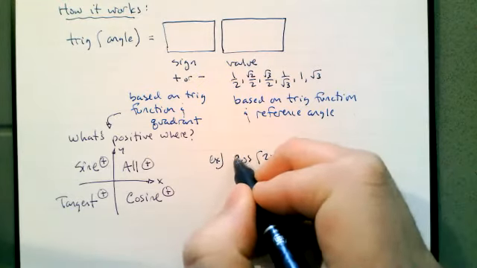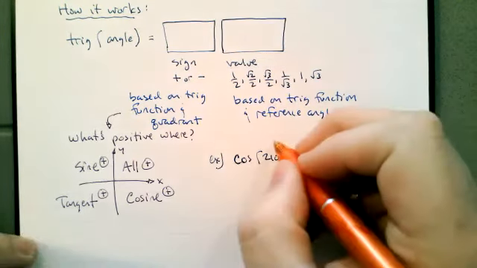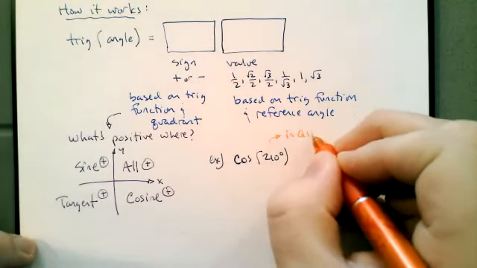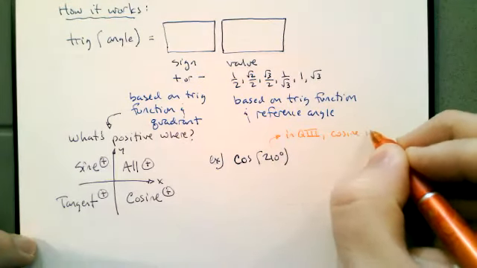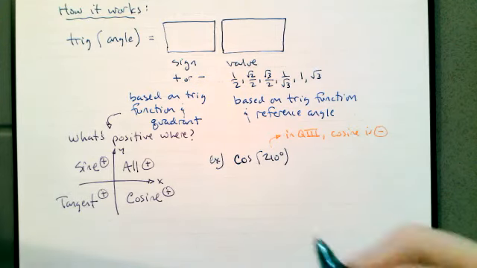So here's how we think about the cosine of 210. First thing we notice is that 210 is in the third quadrant, and that's going to give us positive and negative. So 210 is in the third quadrant, and cosine is negative. Only tangent is positive in the third quadrant. In quadrant 3, cosine is negative. Then we get the value.